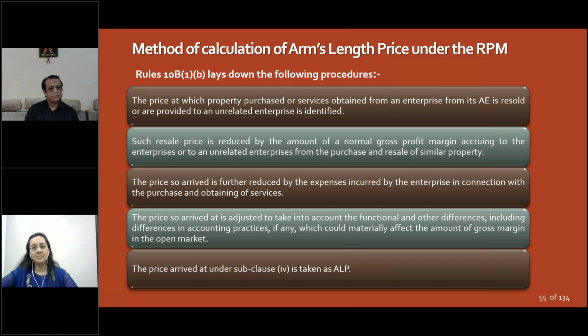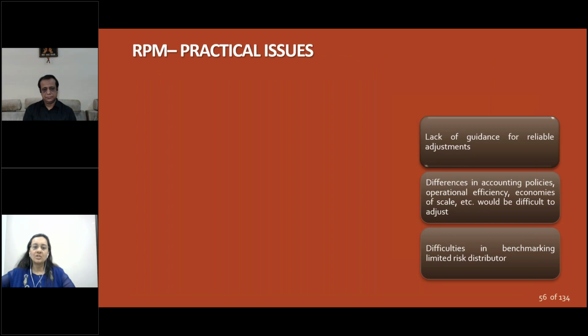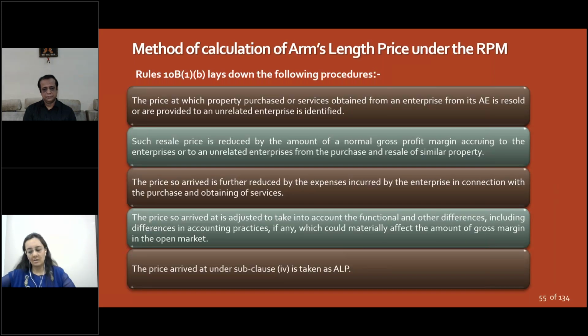So in applying RPM, the first thing to be seen is who is the buyer. If the buyer is an unrelated party, RPM can be applied. You reduce from it the normal gross profit margin, less any expenses directly incurred in connection with the purchase or obtaining services, and make adjustments for differences in functions, contractual terms or accounting practices, or anything affecting the gross margin in the open market, and you arrive at the arm's length price. You compare this price with the actual controlled price to determine whether it's at arm's length or not.